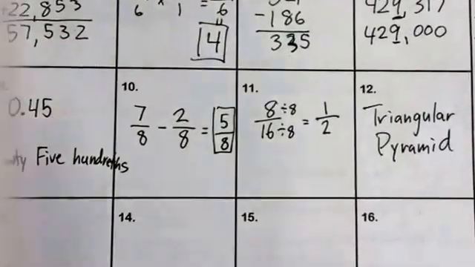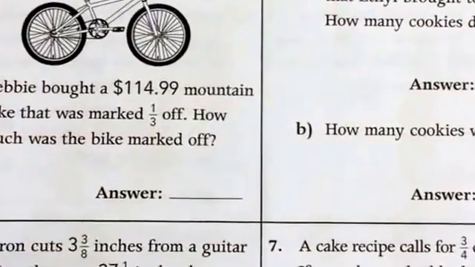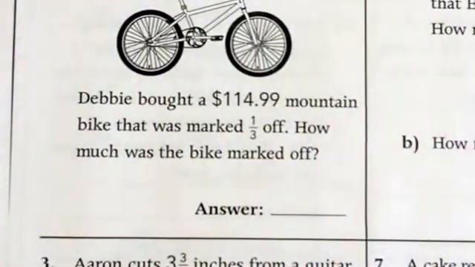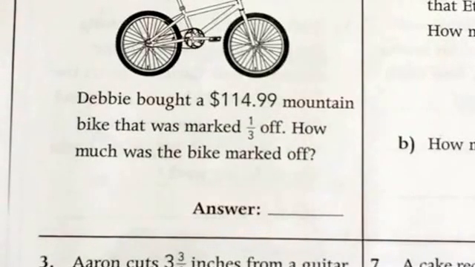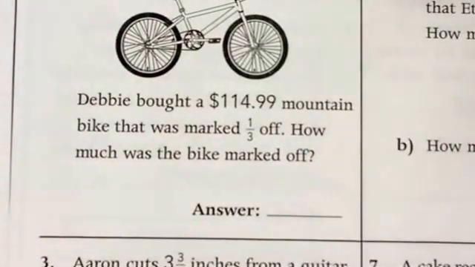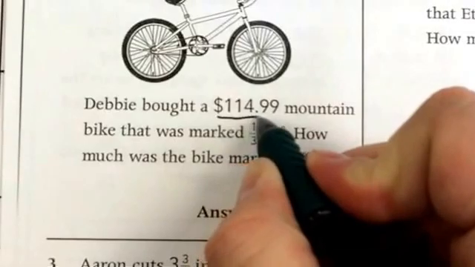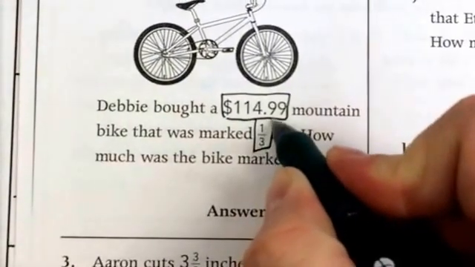Okay. And then for our word problem of the day. So, we're going to take a look at number 2 here. And number 2 told us that Debbie bought a $114.99 mountain bike that was marked 1/3 off. How much was the bike marked off? Okay, this is actually simpler than some of the other problems that we had. So, the first thing that we're going to need to do is I need to know my numbers. So I've got $114.99. I've got 1/3 off.